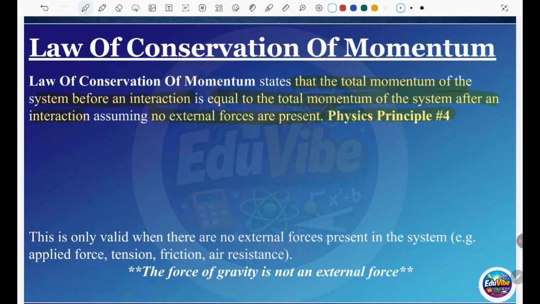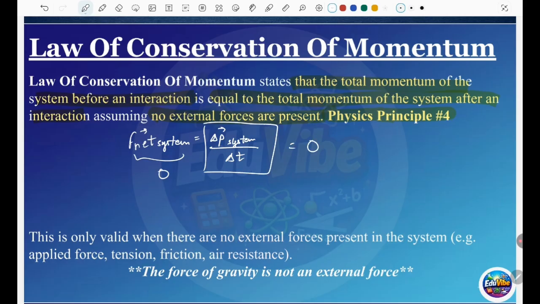If you know that the net force of any system is equal to delta P, the change in momentum of the system, upon delta t, then if the net force goes to 0, this thing is equal to 0. So delta P system upon delta t is equal to 0. From here, the t cancels out, and you are only left with delta P system equal to 0.